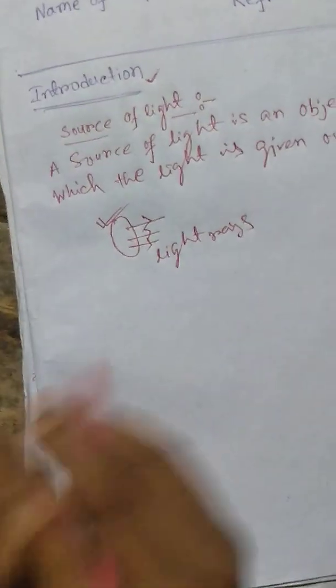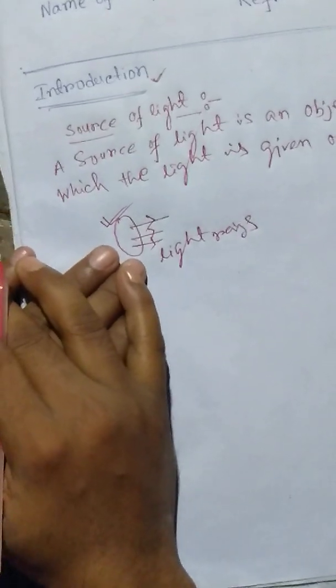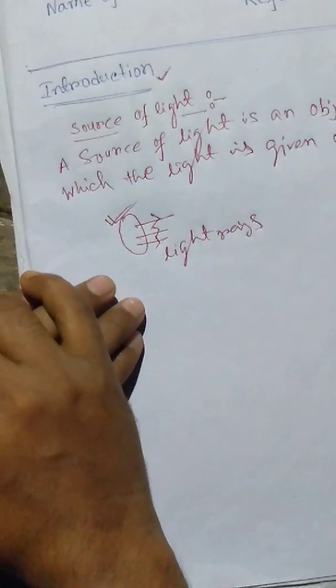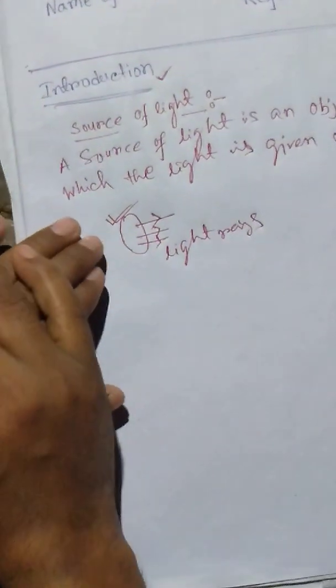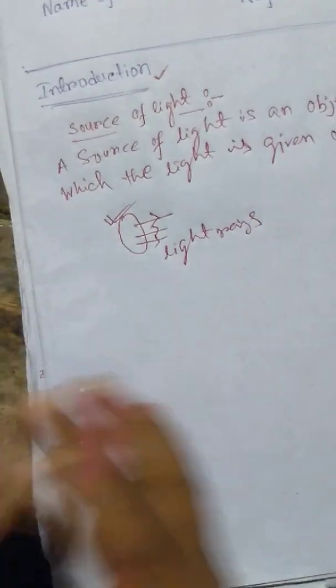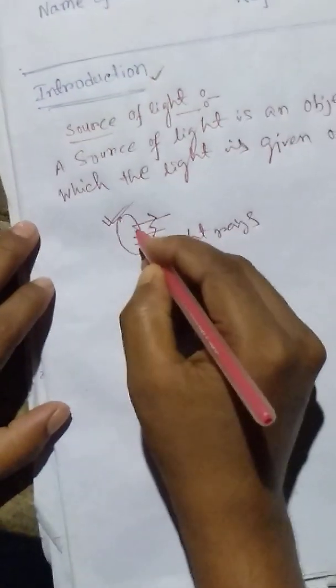And there are so many sources of light. For earth, the sun is a very important source of light. Actually, the sun is also an energy source for the earth. This is the main energy source for the earth. And from the sun we also get the light.